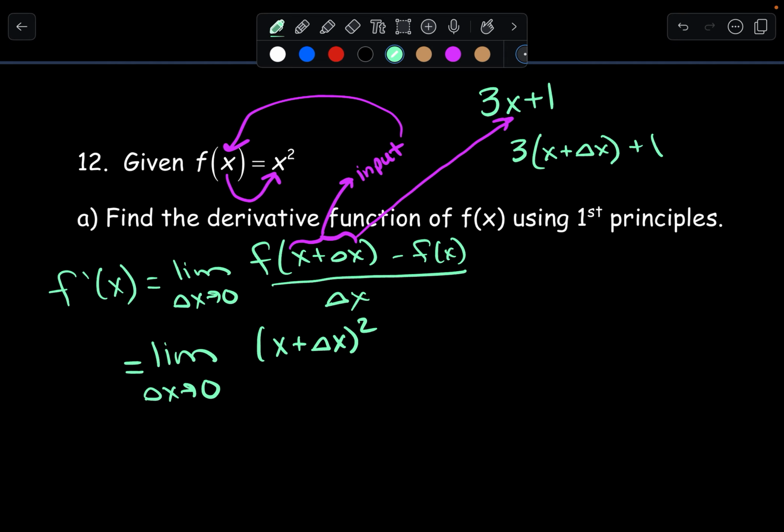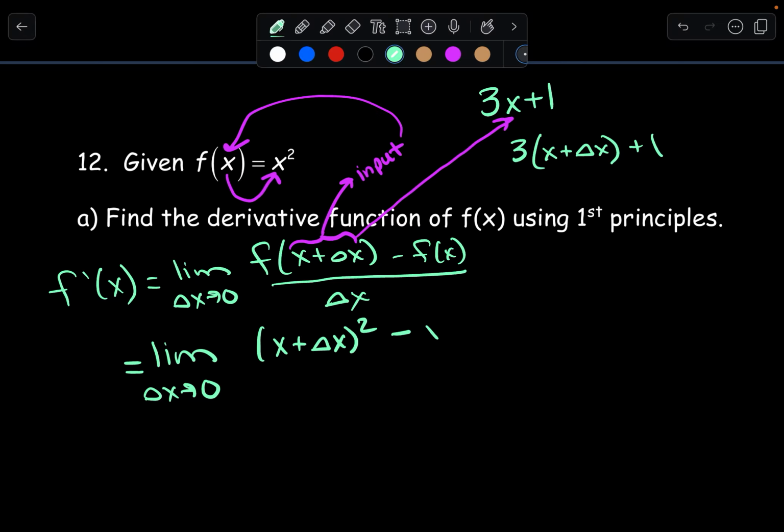So x plus delta x just replaces any of the x's within your function. Or the variables can change. Whatever the variable is, it's going to be replaced with these two values. And then minus f of x. F of x is a direct substitution.